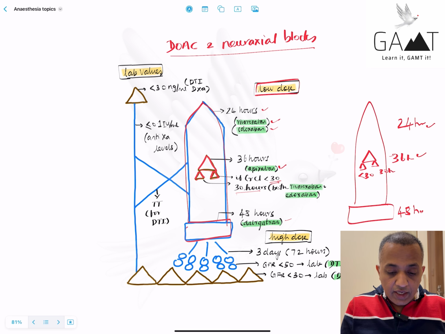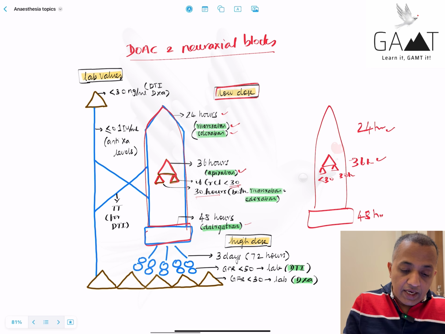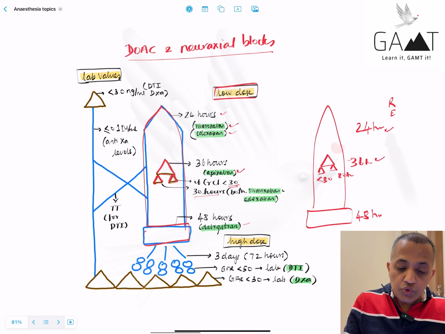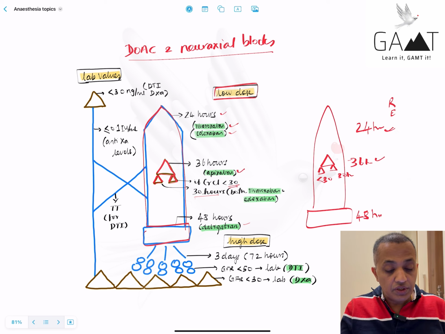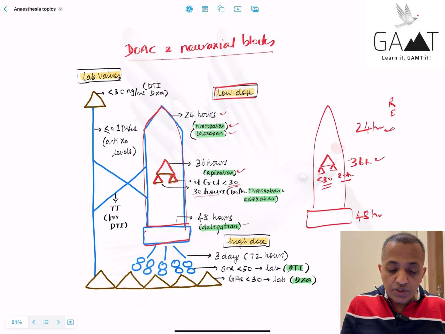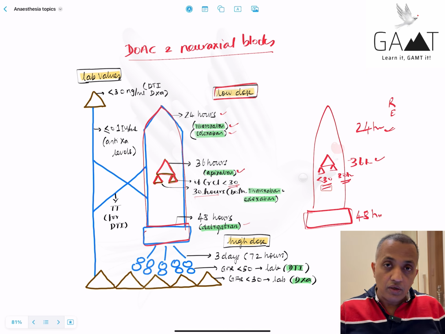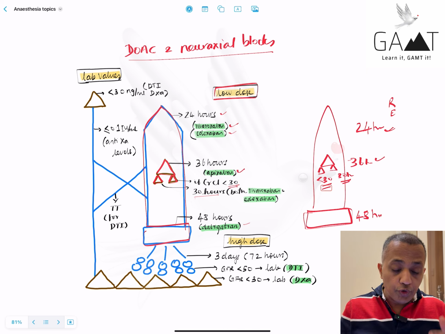All right. So again, just summarizing, for rivaroxaban and edoxaban it is 24 hours if the creatinine clearance is more than 30. If the creatinine clearance is less than 30, it's 30 hours for rivaroxaban, edoxaban. Apixaban is 36 hours irrespective of the creatinine clearance. And again, we're talking about low dose drugs, right? And then if they're on dabigatran, you need to wait for 48 hours. All right, all clear? Great. Now we're going to go to the high dose.